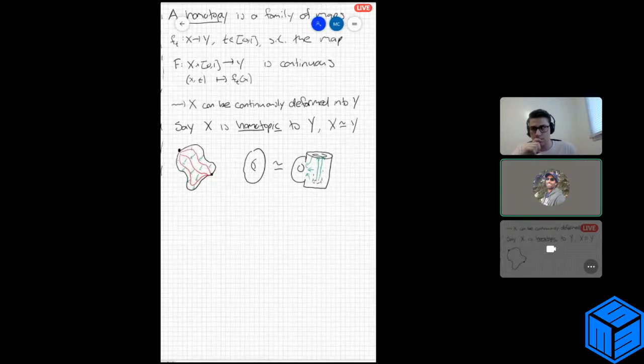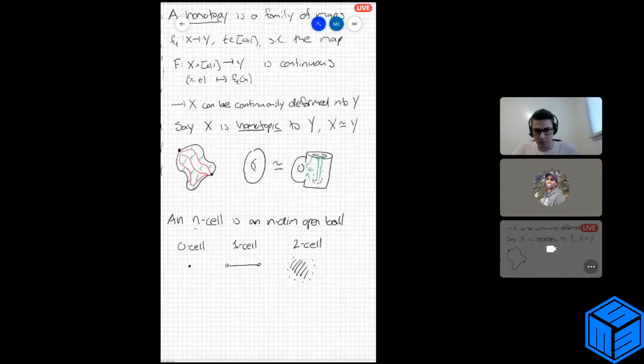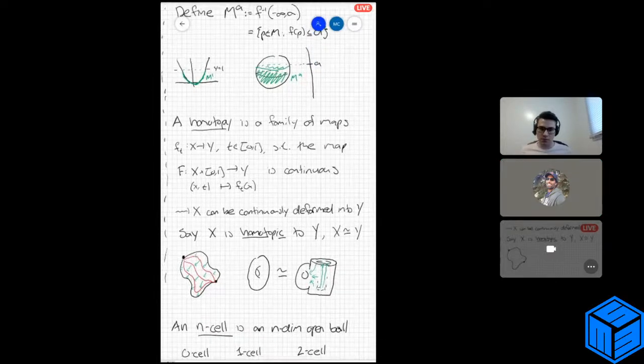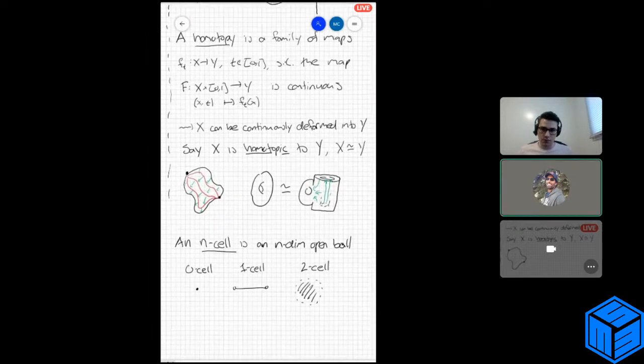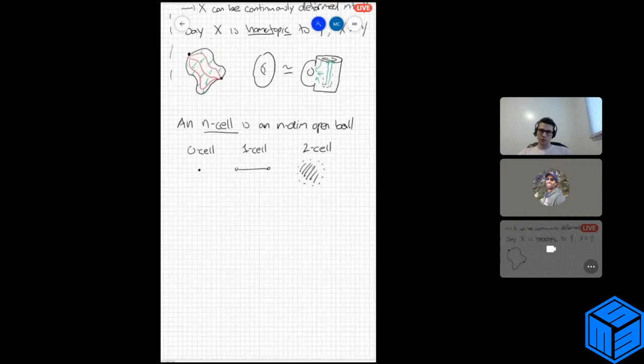The last definition that I need before I tell you the recipe is of an n cell. So an n cell, well, that's just an n-dimensional open ball. So a 0 cell is a point, a one cell is an open interval, two cell is an open disk, etc., etc. Okay, so sub-level sets, homotopies, n cells. Let's get to the recipes.